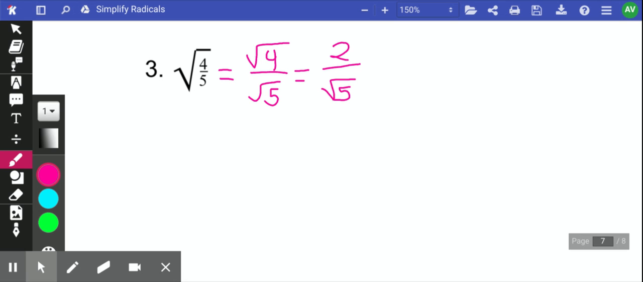So what we're going to do is multiply by the square root of 5 over square root of 5. Now, the reason we're allowed to do that is because any number over itself is just 1. We are allowed to multiply by 1 because it does not change this value. But in doing so, we're going to eliminate the radical from the denominator. I'll show you how. 2 times radical 5 is 2 root 5. And in the denominator, radical 5 times radical 5 is radical 25.